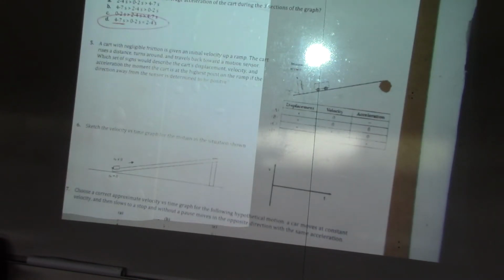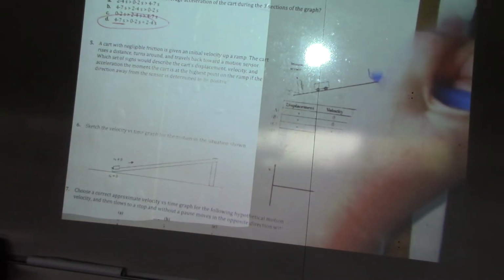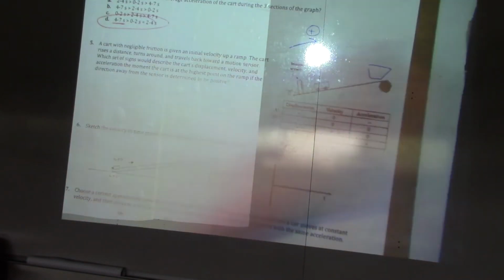We've got a cart with negligible friction, meaning I can ignore it. It's given some initial velocity up the ramp and the cart rises a distance, turns around, travels back towards the motion sensor. Which set of signs describes the cart's displacement, velocity, and acceleration at the moment when it's at the highest point on the ramp? And it tells me that away from the sensor is our positive direction.